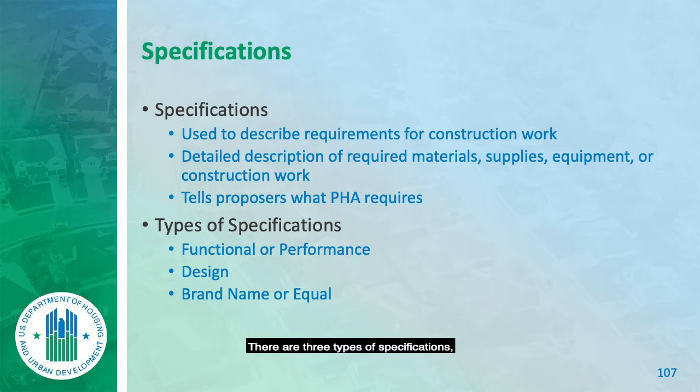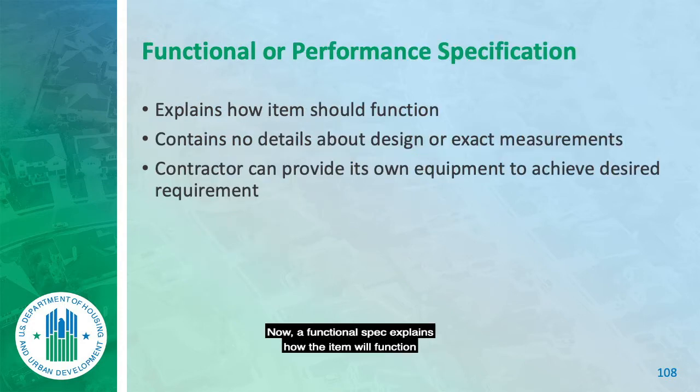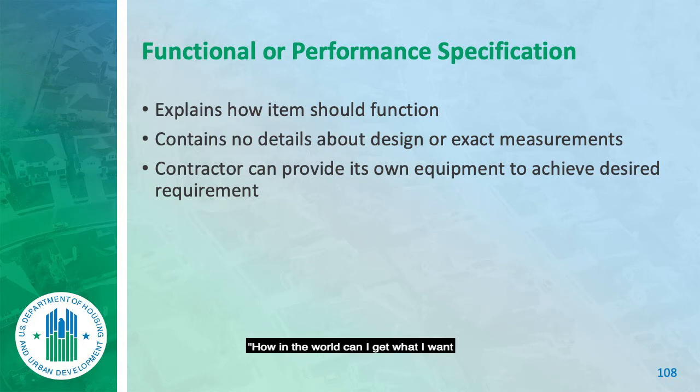There are 3 types of specifications: functional or performance, design, and brand name or equal. Now, a functional spec explains how the item will function or how the service will function, but it does not contain a lot of details about design. Now, a specification for audit, when you get my audit spec, you might look at it and go, this is 1.5 pages long. How in the world can I get what I want from the auditor from this? Well, it's very easy. It only talks about deliverables.